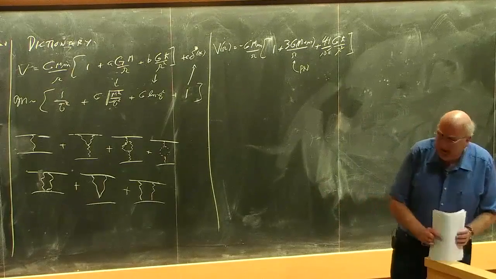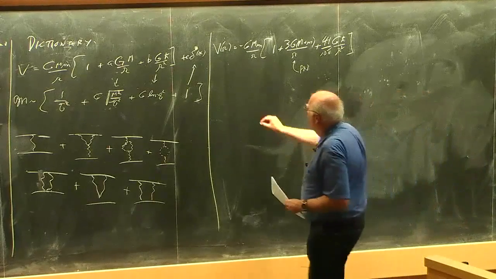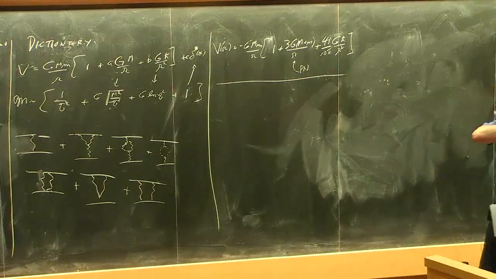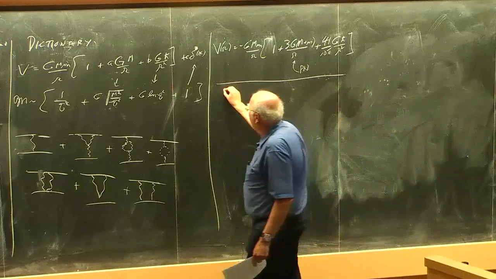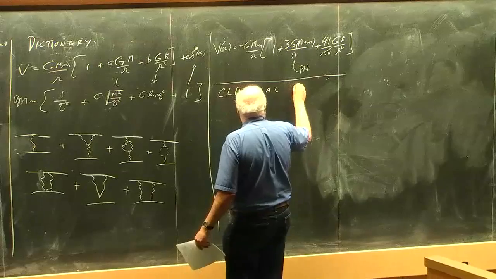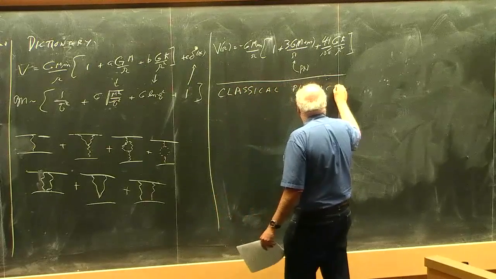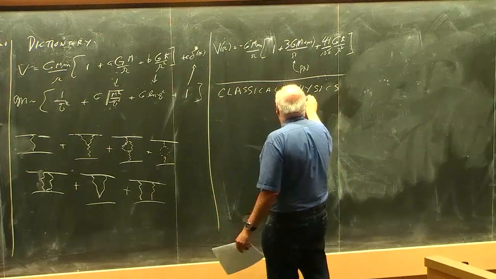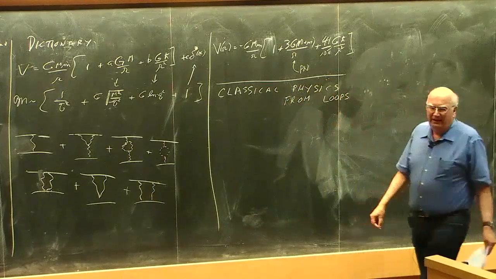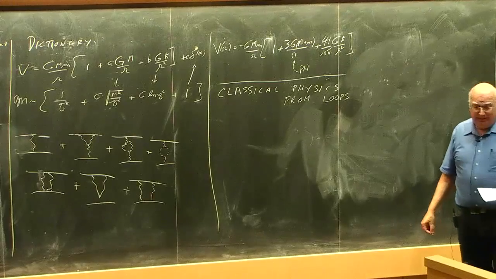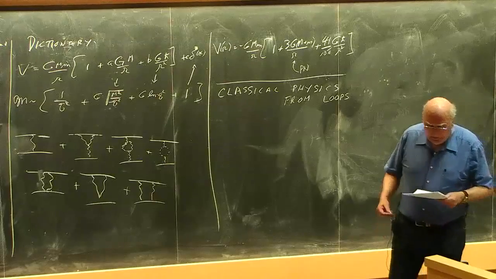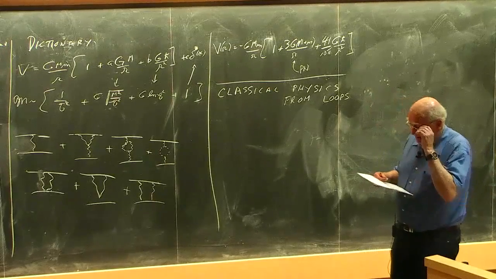Now, if you look at this, you note that one of the things that we're doing is we're getting classical physics from loops. And many textbooks have what is really a folk theorem, but is sometimes said to be a theorem, that the loop expansion is the H-bar expansion. It's not true.